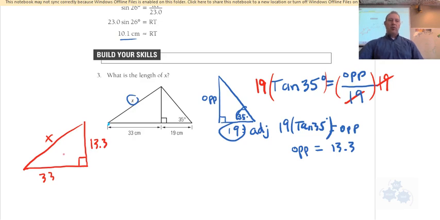Now, am I going to use a trig ratio to solve for x? Like, do I have an angle here? I have a 90-degree angle. Do I know what this angle is or this angle? You can't use a 90-degree angle on this? No, you can't use a 90-degree. That's a good question, though.